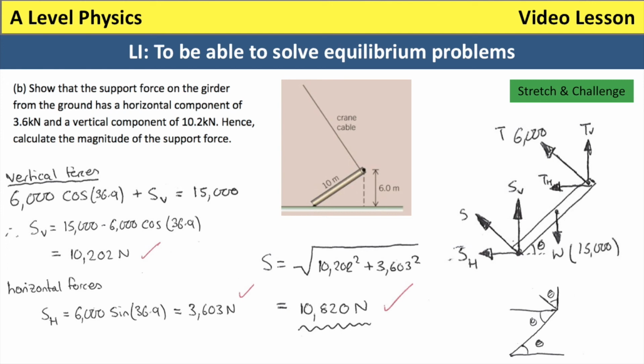We then want to find out the magnitude of the support force overall, and we do that using Pythagoras' theorem as we've done in previous lessons. So root 10,202 squared plus 3,603 squared gives us a support force of 10,820 newtons.